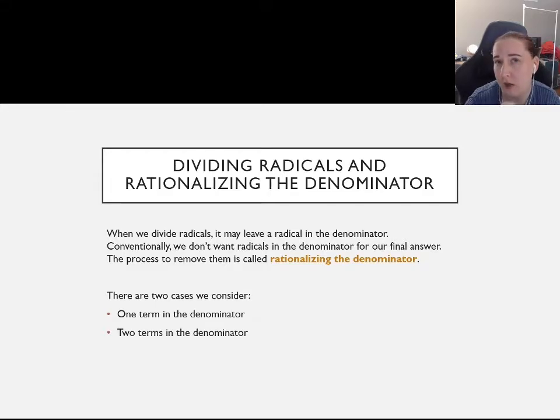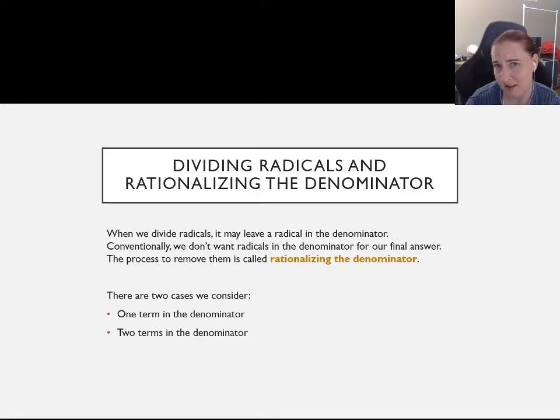So the process to get rid of those radicals in the denominator is called rationalizing the denominator. And it's called that because when you take roots of things, you often end up with irrational numbers. So by getting the radical outside of the denominator, and usually it ends up on top, now the denominator is rational. So that's why it's called rationalizing the denominator.